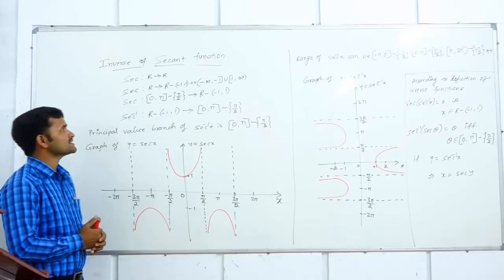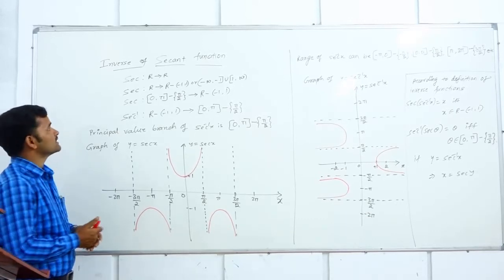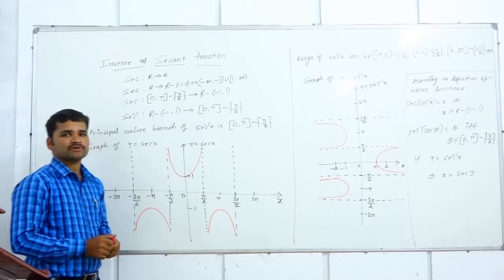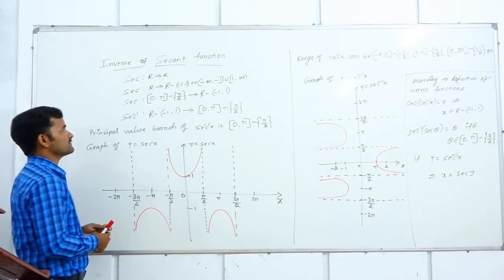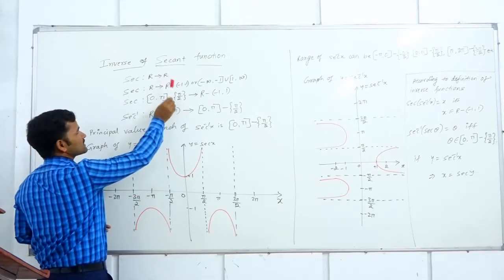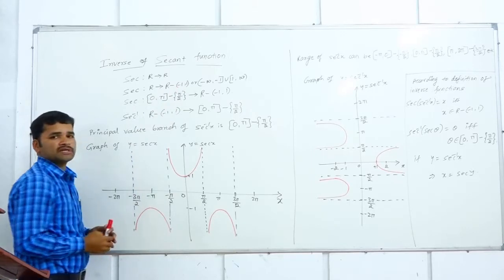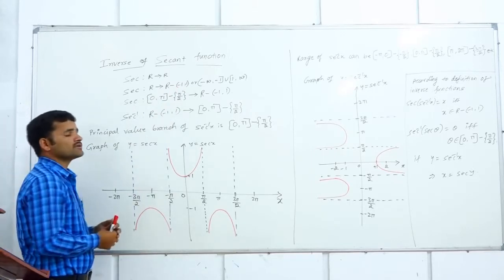Inverse of a secant function. Second, if we consider it from R to R, this function will not be 1-1 and onto. To make the given function onto, we will consider the codomain as its range, all the real values except -1 to +1. The given function becomes onto.